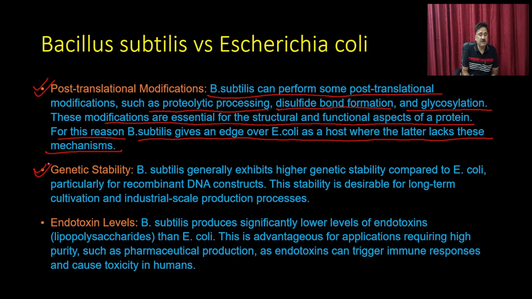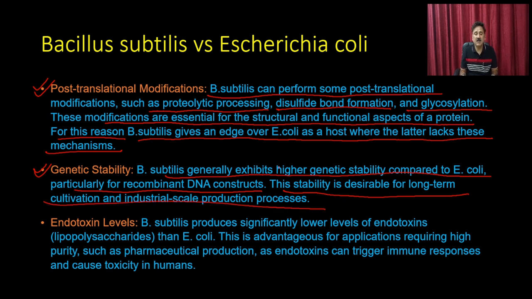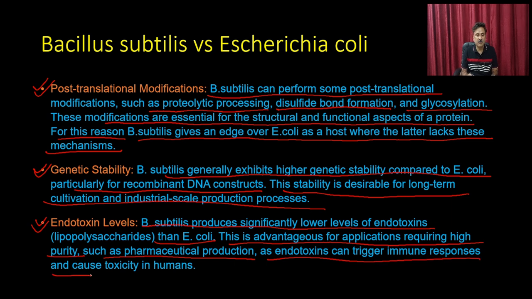Then genetic stability. Bacillus subtilis generally exhibits higher genetic stability compared to E. coli, particularly for recombinant DNA constructs. This stability is desirable for long term cultivation and industrial scale production processes. Then we have the endotoxin levels. Bacillus subtilis produces a significantly lower level of endotoxin than E. coli. This is advantageous for applications requiring high purity such as pharmaceutical production, as endotoxin can trigger immune responses and cause toxicity in humans.